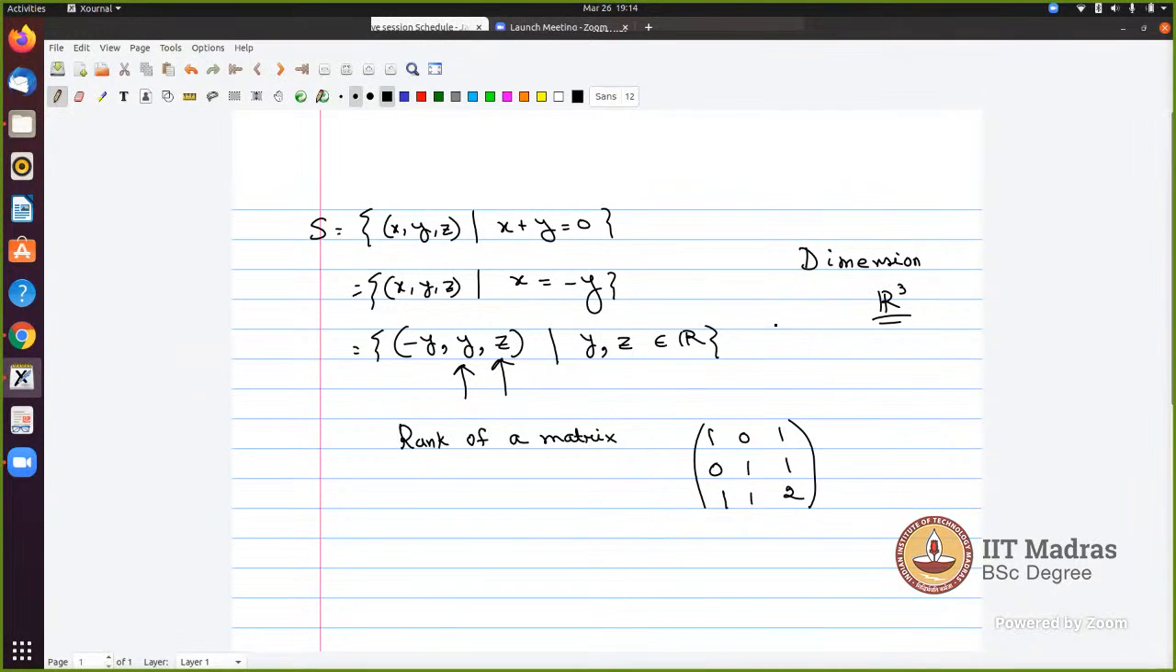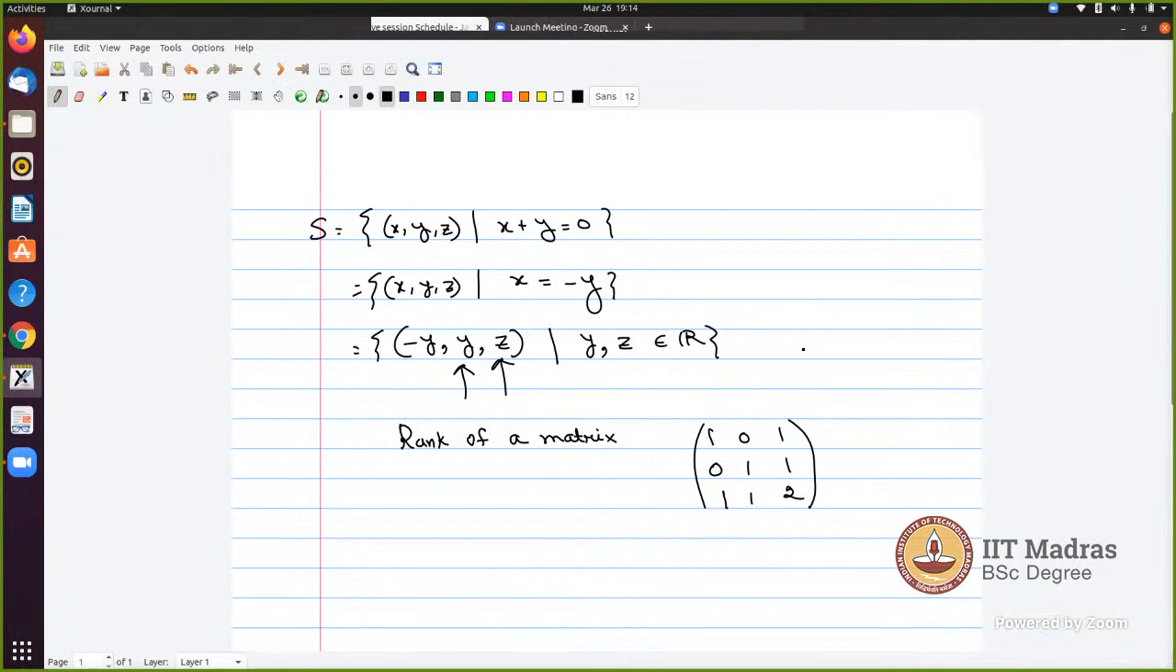It may not be 0, right? Suppose it is some constant. That is not independent, basically, right? Right, sir. So there is a difference between dimension and rank of a matrix.